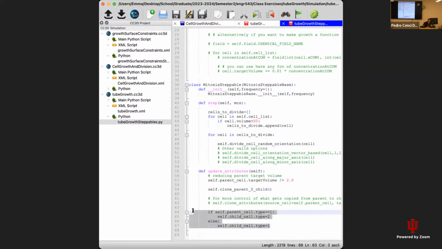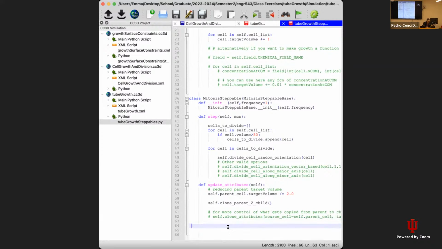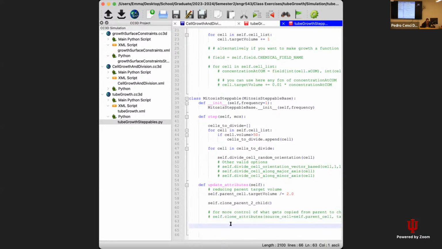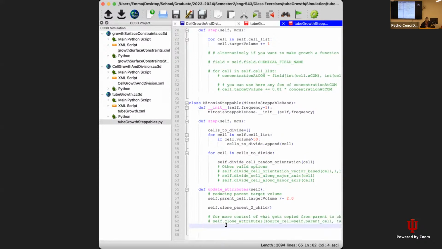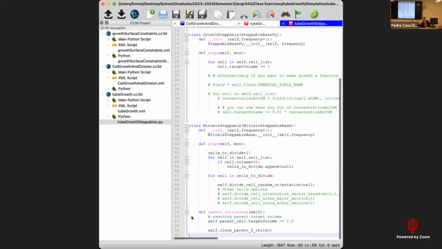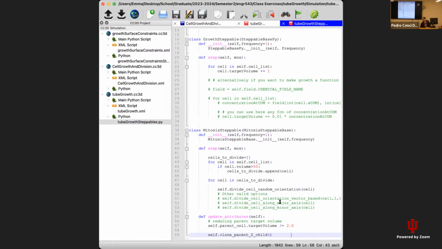Yeah, exactly. So if we don't do anything here, will we automatically assign the daughter cell to be of the same type as the parent? All attributes will be copied. Yes. If you don't do anything, all attributes will be copied from the parent cell to the child cell. Okay, so we can just delete the whole update attribute. No. That's because that's parent to child. That self.clone parent to child, yeah. It's doing what we're talking about.